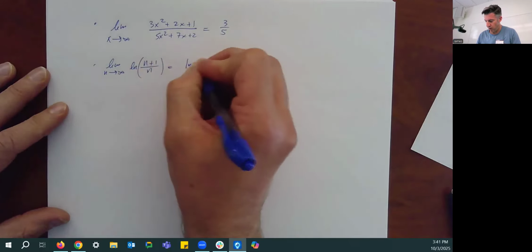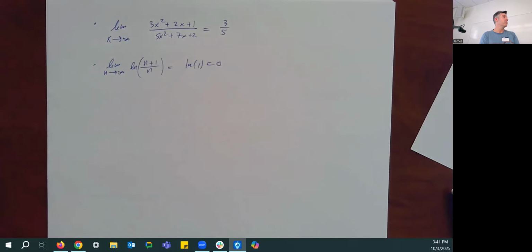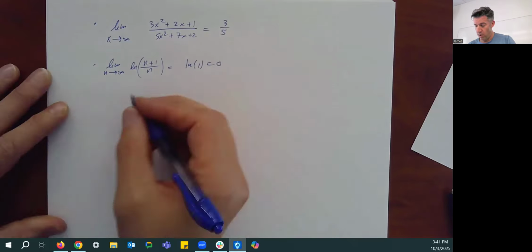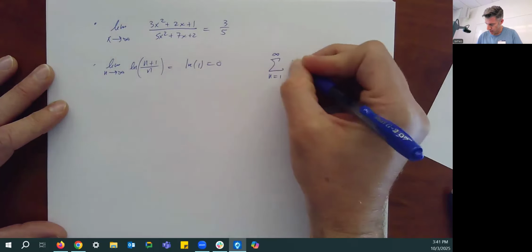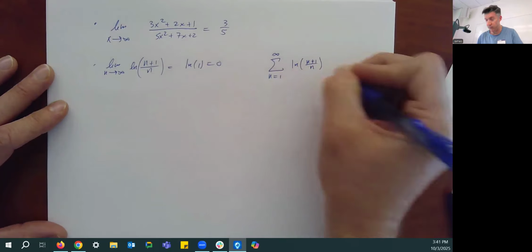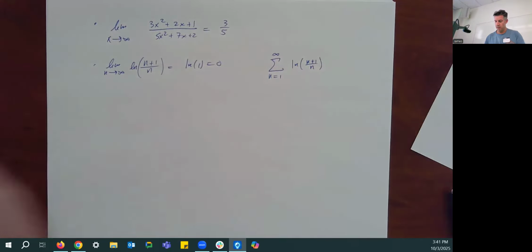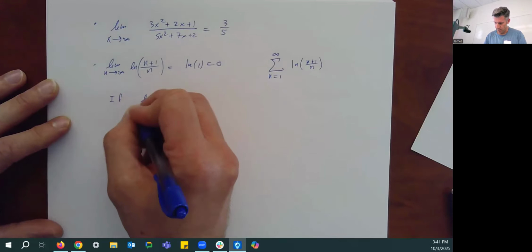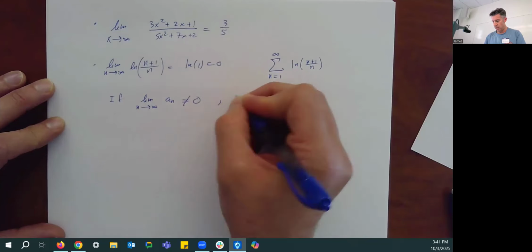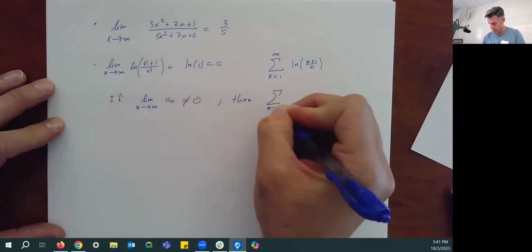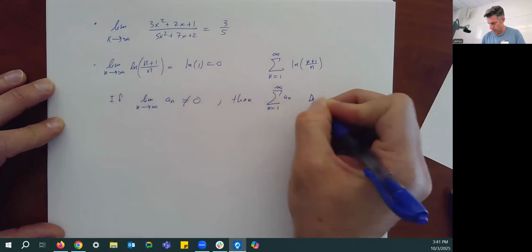So it's the natural log of 1, which is 0, which tells us nothing, right? If the limit of the sequence is 0, we know nothing. So we do something else, which is what we did. Why do we know nothing? Because this is the test for divergence. So we were asking, does this series converge or diverge? And if you use the test for divergence, the test for divergence says if the limit of the sequence is not 0, then the series diverges.